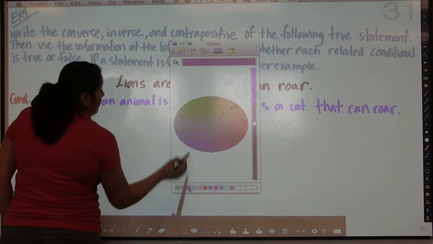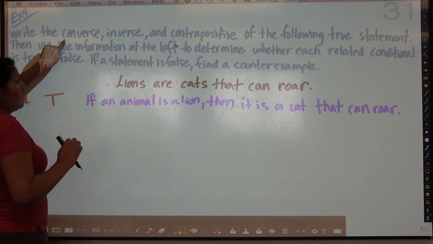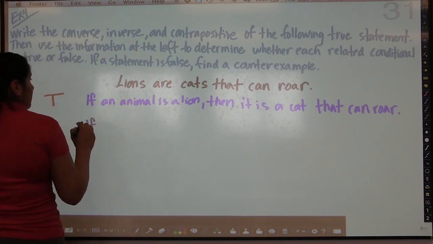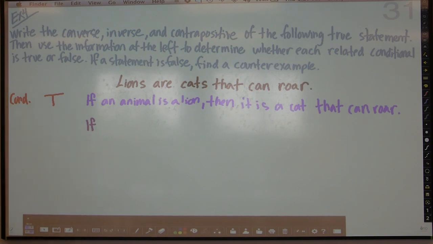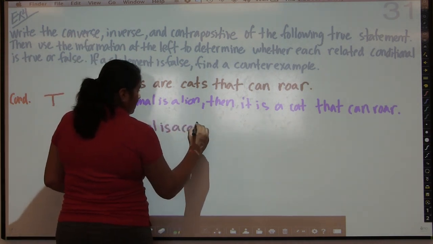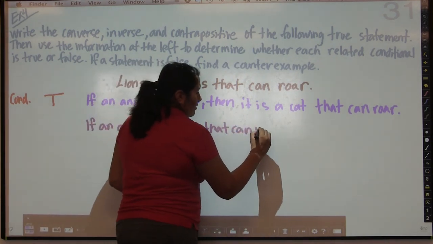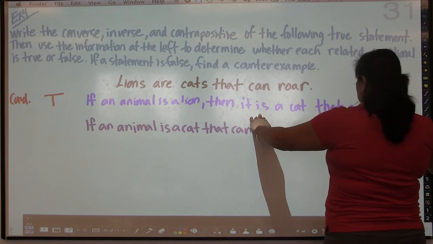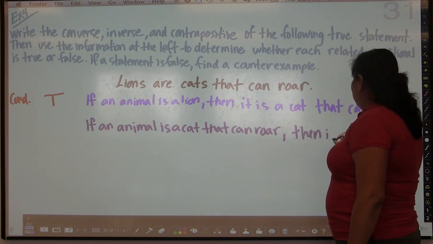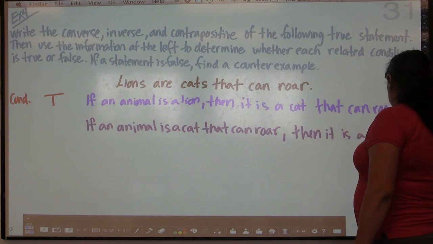Now what they want me to get up here is the converse. Now remember, the converse just reverses the roles. So we don't want to put any nots in there. We want to reverse the roles. If an animal is a cat that can roar, then it is a lion. So I'm taking this conclusion, a cat that can roar, and I'm putting it into the hypothesis. If an animal is a cat that can roar, then it is a lion. Yay.